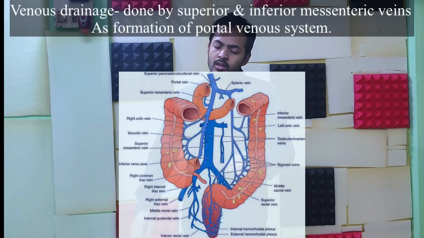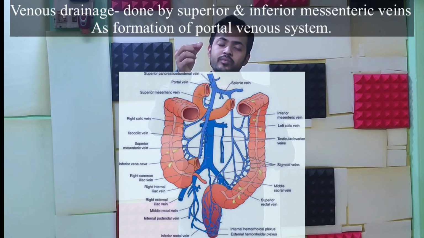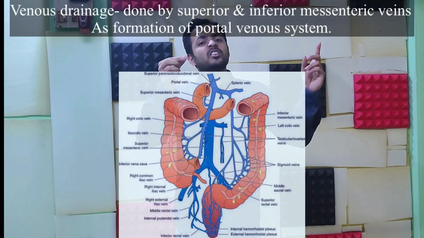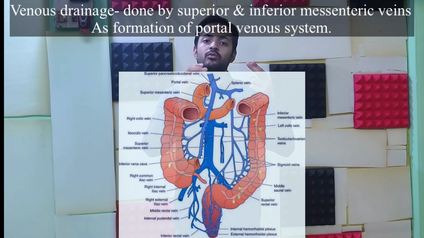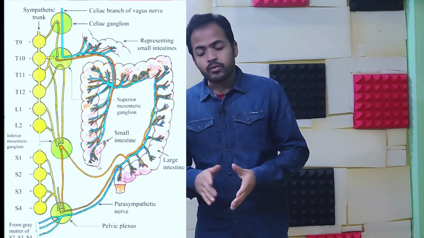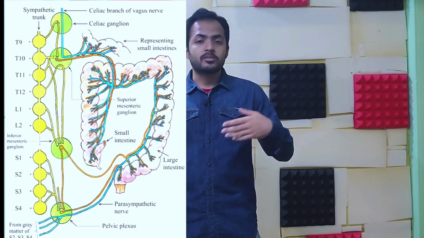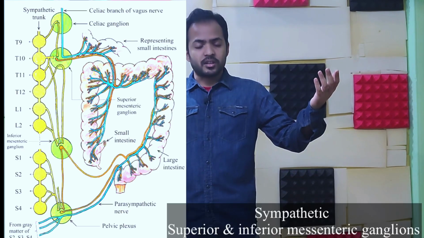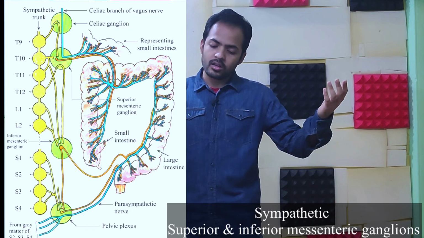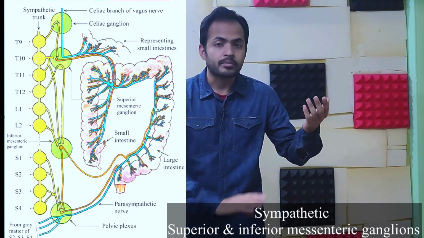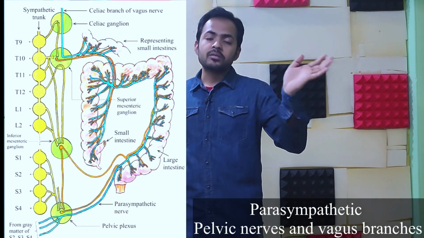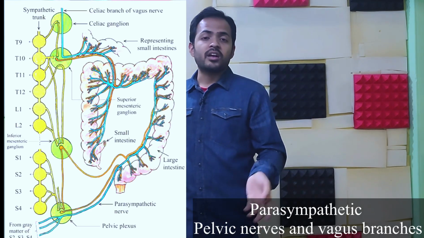And the venous drainage is done by our superior and inferior mesenteric veins. The superior mesenteric vein goes straight, and the inferior mesenteric vein connects with our splenic vein. Now these two veins form our portal venous system. Now as you can see in this photo of the nerve supply of the large intestine, it has two components: sympathetic and parasympathetic. Sympathetic supply is done by our superior and inferior mesenteric ganglia. And the parasympathetic is done by our pelvic nerves and the vagus nerve.